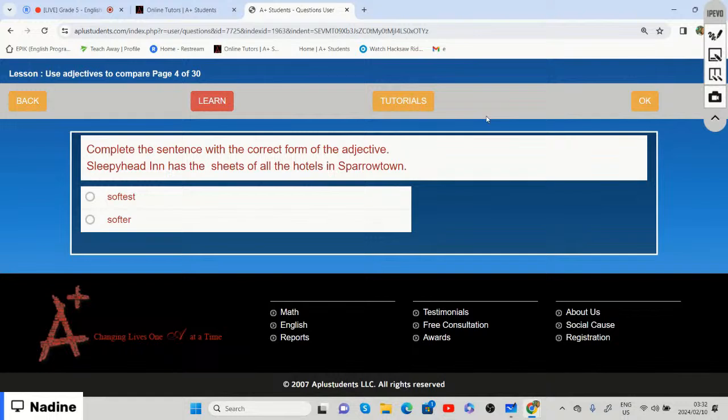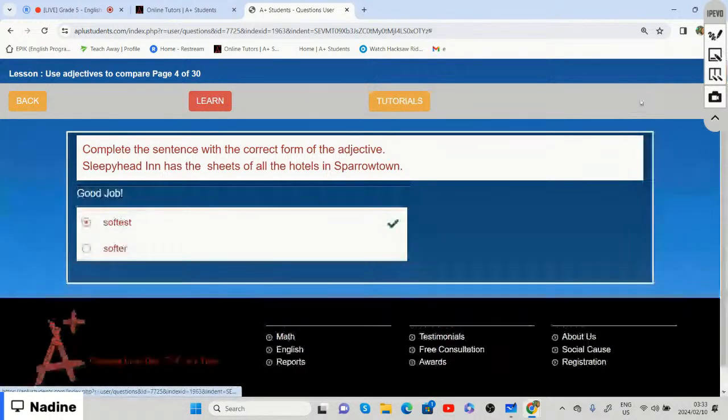And remember, if somebody is being compared to more than one person, thing, or animal, then we use the word est. All right, so we can say Sleepyhead Inn has the softest sheets of all in Sparrow Town. So softest is correct.